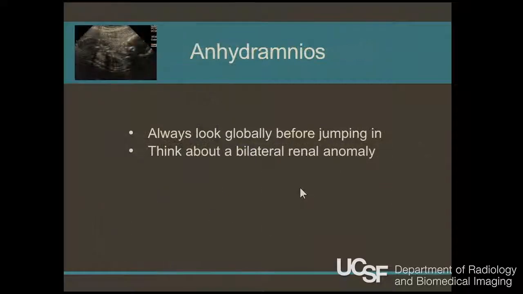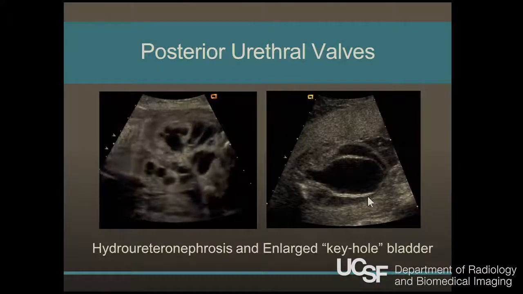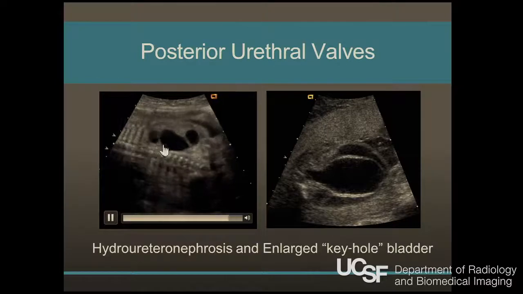So again, the important thing in this case, always look sort of globally before jumping into a case. There's no fluid. That's the first thing to identify. And when you see that, think about a bilateral renal anomaly. The other things that are always in the differential are ruptured membranes. Typically, there'll still be a little bit of fluid. Fetal demise, obviously the baby is dead, and it doesn't really matter at that point.